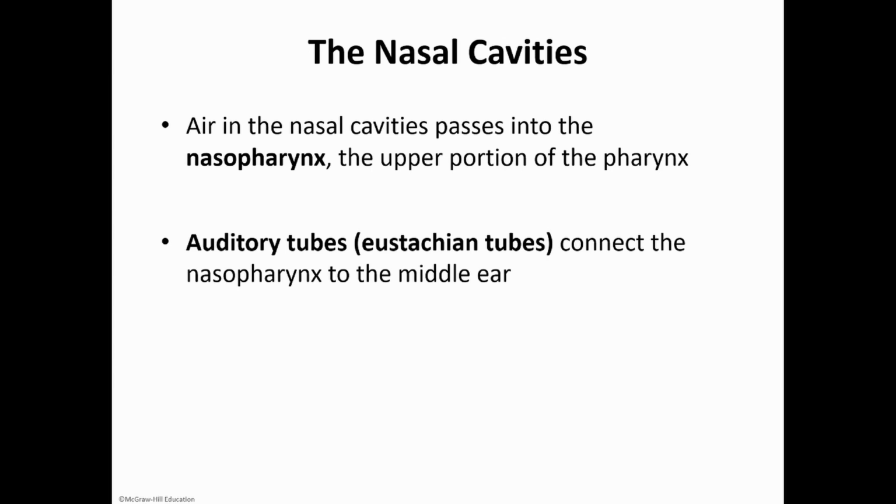Once we go into the nasal cavities, we pass to the nasopharynx. Again, that's that upper third of the pharynx. And also connecting to this area, we have the auditory tubes, or what are called the eustachian tubes. And that's going to connect us to the middle ear. Again, we'll talk more about that when we get to the senses.